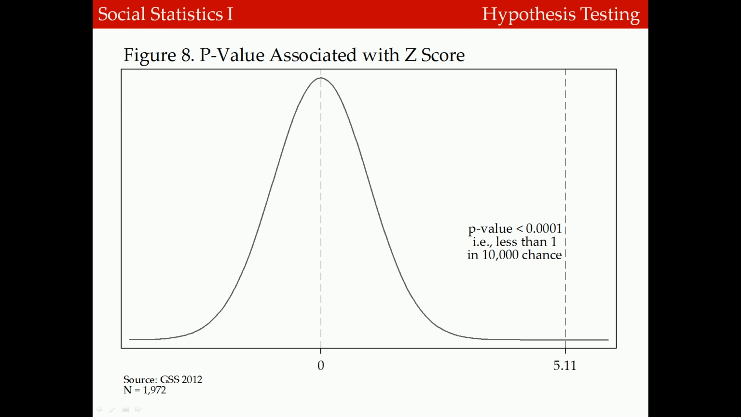And so to illustrate that, this figure basically shows not only the location of our test statistic, but its probability value, the p-value. We can see that not only is it 5 standard deviations above the mean, but the chance of finding something like that by chance alone is less than 1 in 10,000. And so our p-value here is less than 0.0001, a very unlikely result.